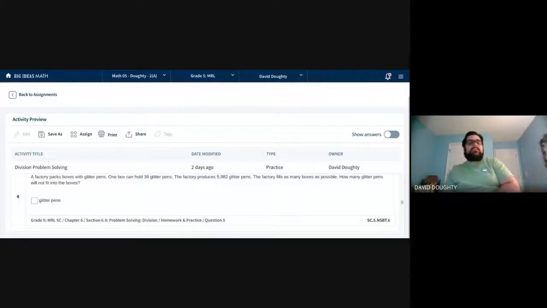Here's number 4. A factory packs boxes with glitter pens. One box can hold 36 glitter pens. The factory produces 5,982 glitter pens. The factory fills as many boxes as possible. How many glitter pens will not fit in the box? Okay, so the first thing you need to do is divide 5,982 by 36, because that'll tell you how many boxes. But you will have a remainder.